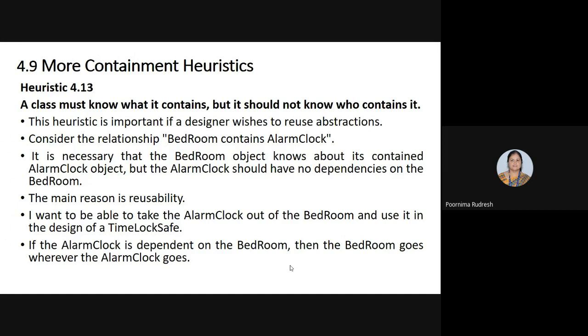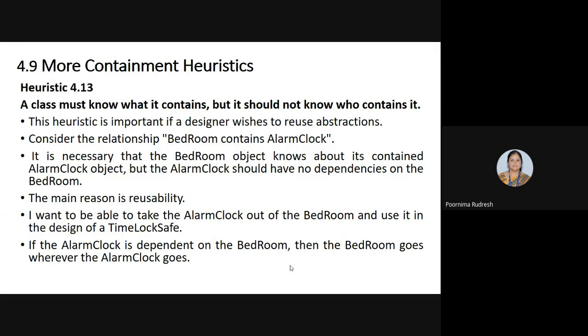Then I can easily move the alarm clock from the bedroom to the kitchen. Yeah, but if the alarm clock has a dependency on the bedroom, then if I want to move the alarm clock from the bedroom to the kitchen, whatever objects are there in the bedroom class also are to be affected. Then I have to move all the objects of the bedroom class to some other class. Then the reusability will not exist there.